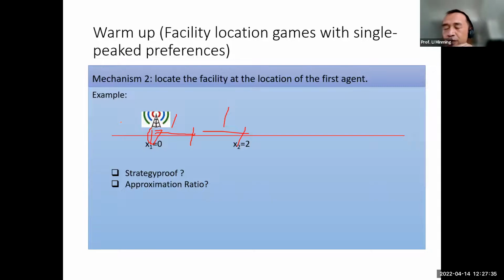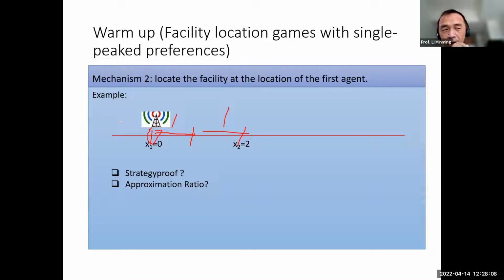But if you place the facility at a fixed location, then usually the approximation ratio will not be good, because you disregard the agents' input. Fixed location is very difficult to optimize, because agents can be anywhere. No matter which fixed location you choose, I can always give you a profile of agents' locations which makes your ratio very, very bad. So it's very difficult to optimize the fixed location.